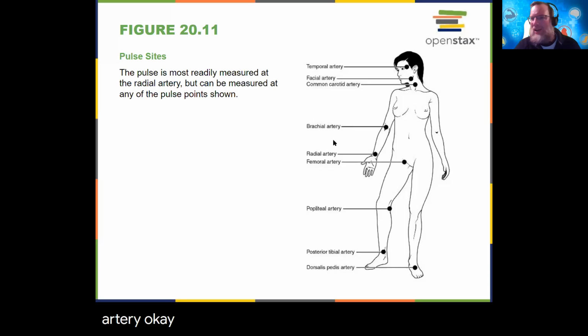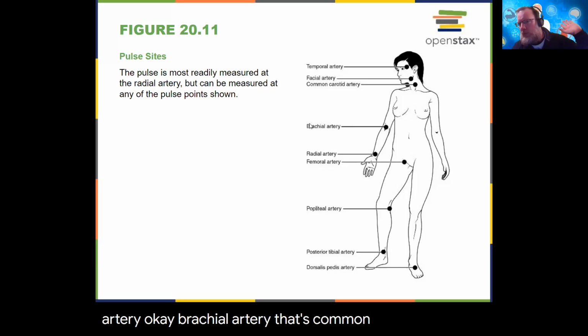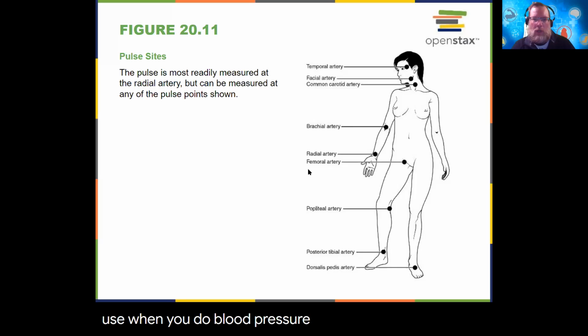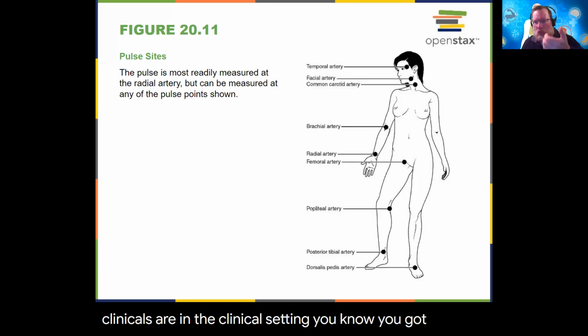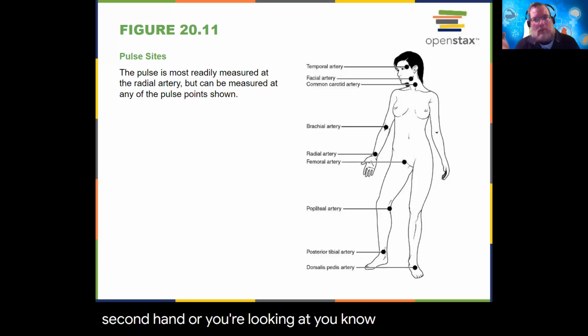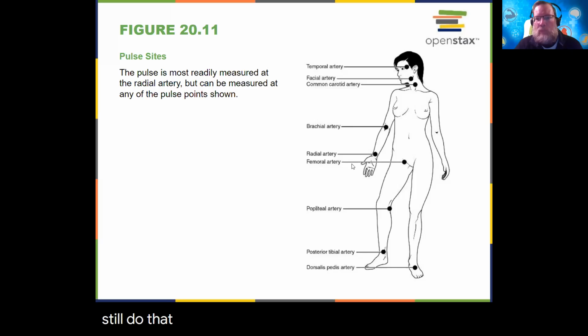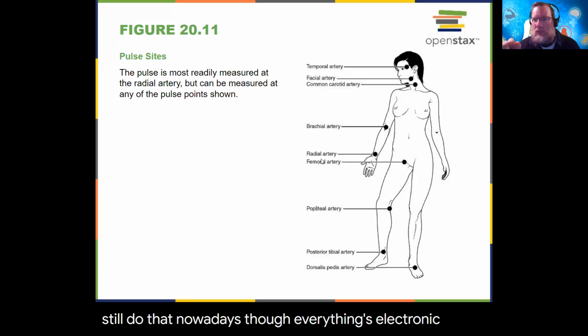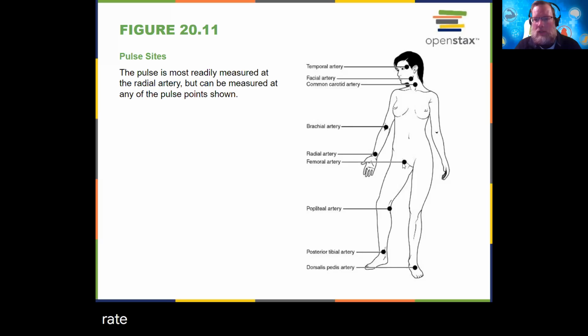Brachial artery, that's a common one that you'll use when you do blood pressure. So radial artery, again, well, nowadays, maybe some of you still do it if you work in the clinical setting. You've got your watch, and you're watching the second hand. Some people still do that. Nowadays, though, everything's electronic. You can put a little pulse oximeter on your finger, get your pulse rate, and get all kinds of other info.